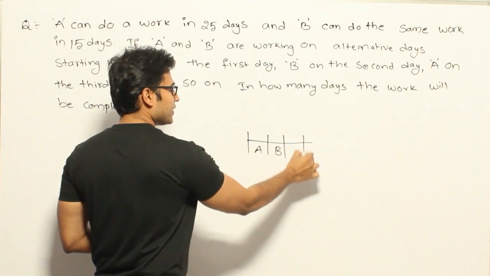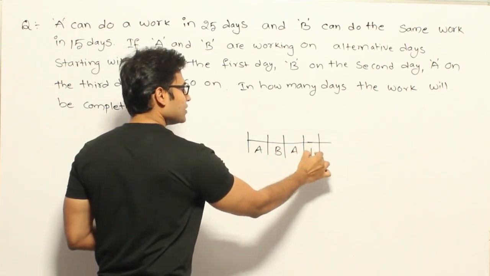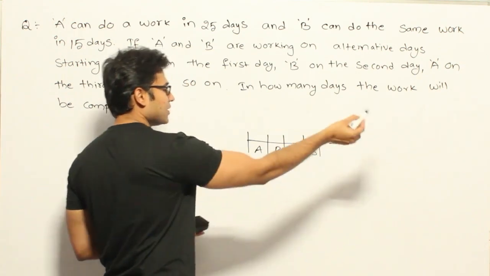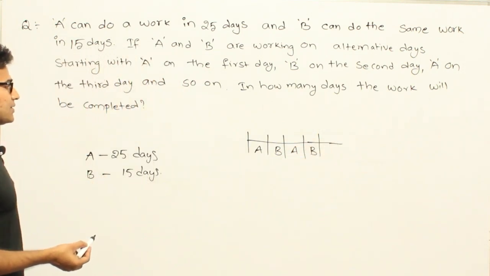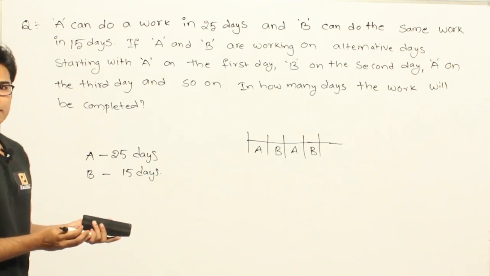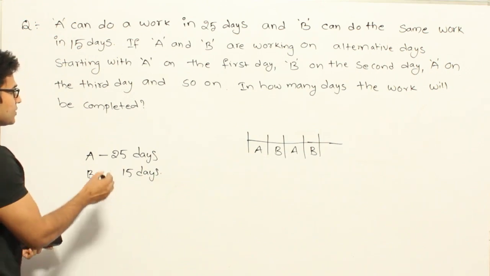And the way they are working is A is working on the first day and B is working on the second day, A is working again on the third day and B is working on the fourth day. So this is the way they are working. Now the question is, how many days does it take for them to finish the work that way? So again we are going to apply the same concept.